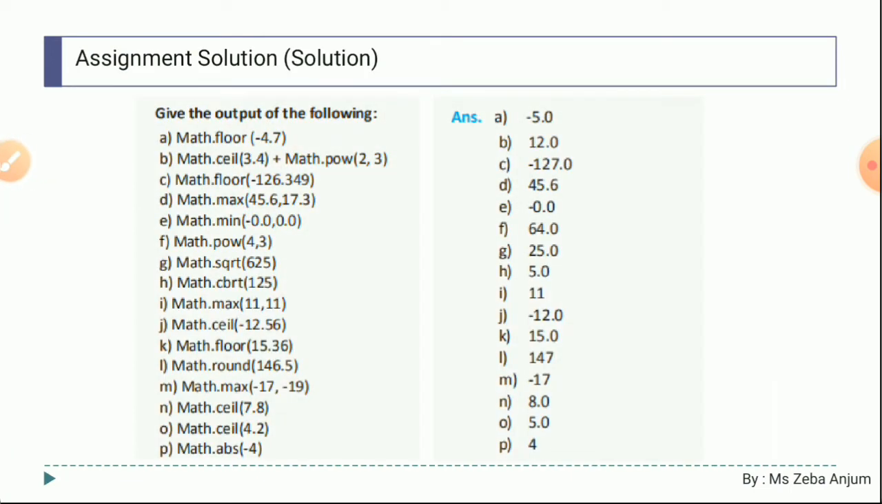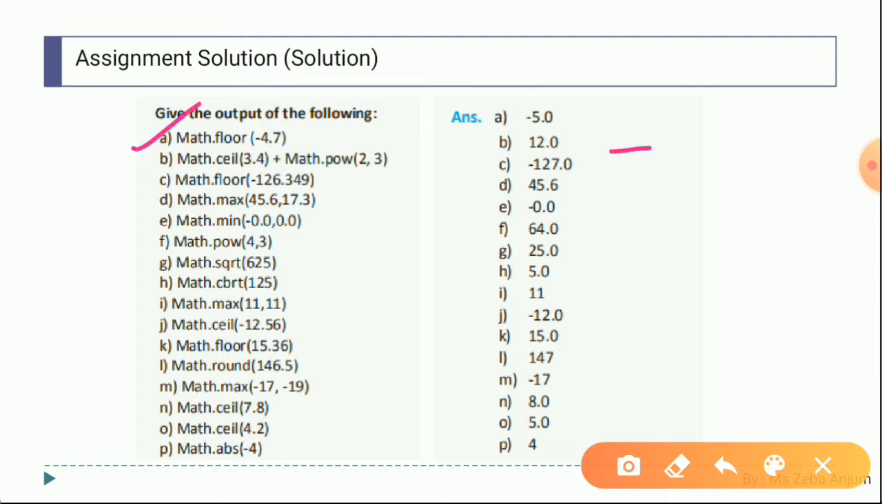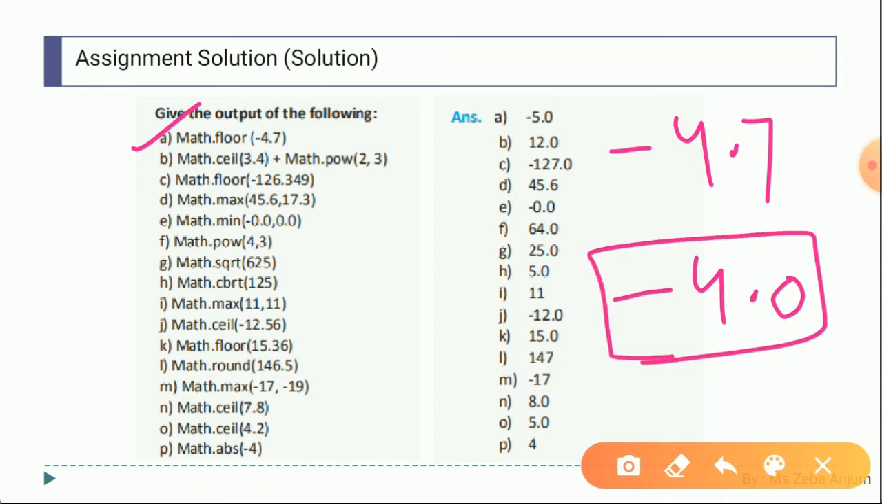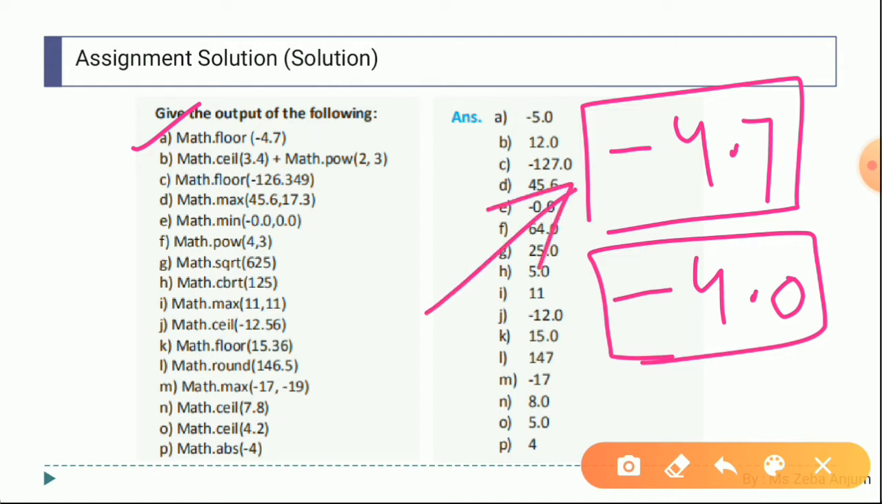Now see the assignment solutions. First question we were having, you have to find out the output of the following. Now see the first one, minus 4.7 you are having, and you have to find out the floor value of this. If you round off or truncate this, you will get minus 4.0, but this minus 4.0 is bigger than your minus 4.7, and your floor value gives the lower value, so it is going to give you minus 5.0. Hence minus 5.0 is the answer.